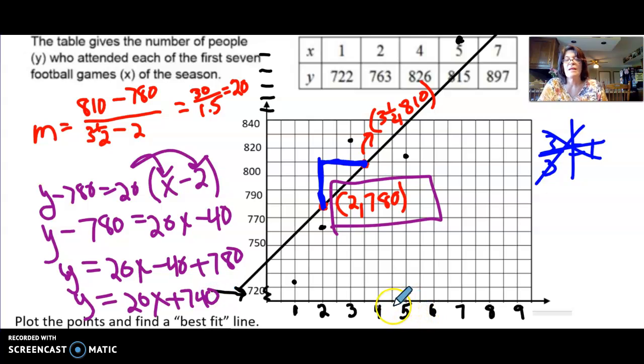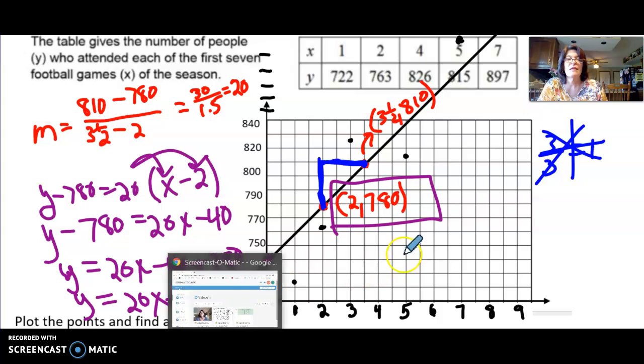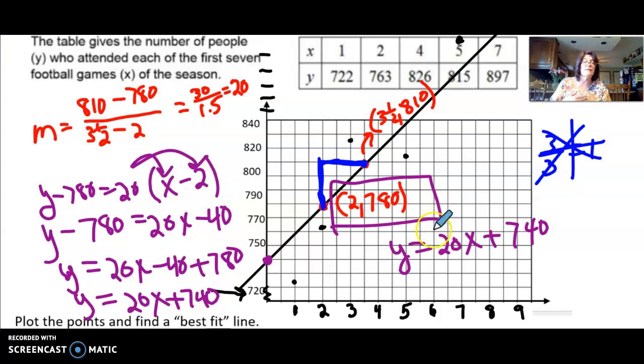Okay, does that make sense? Kind of does. Look, it looks like I'm going through the y-axis at 740. All right, that's my closest best fit line. That's what I think. If I take 20 times x, 20 times the number of the game, and add 740, that'll give me a good estimate of how many people might be coming to the game based on my data.